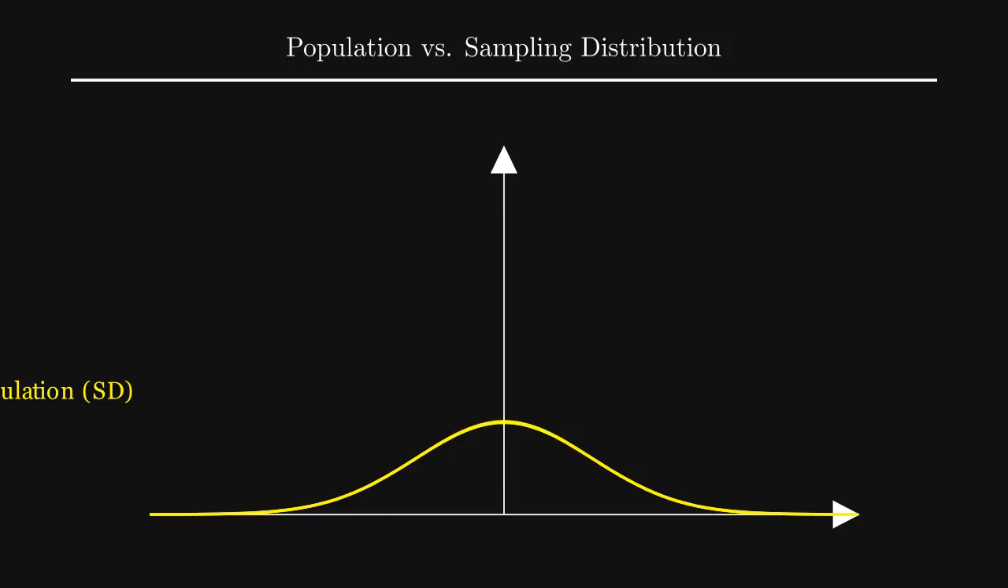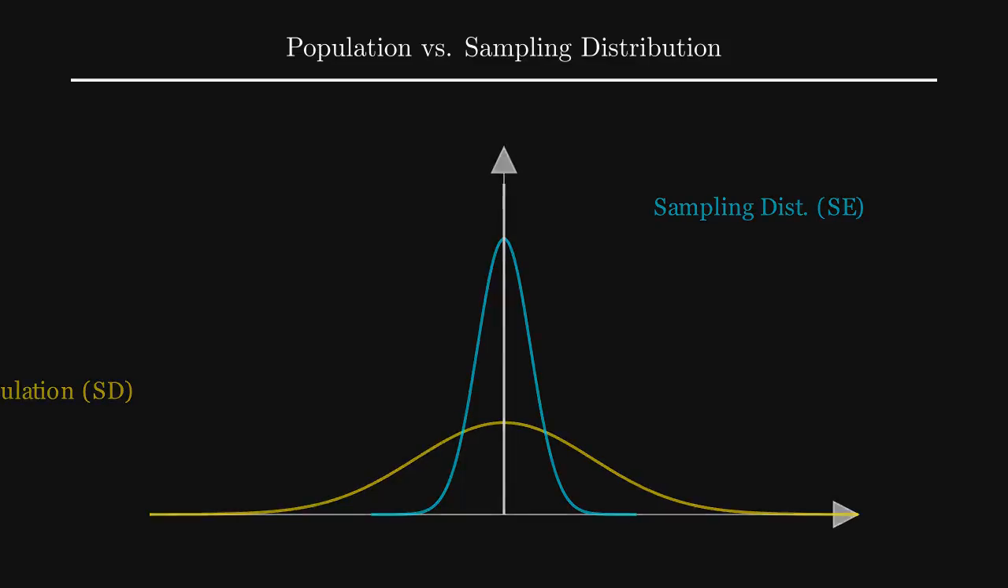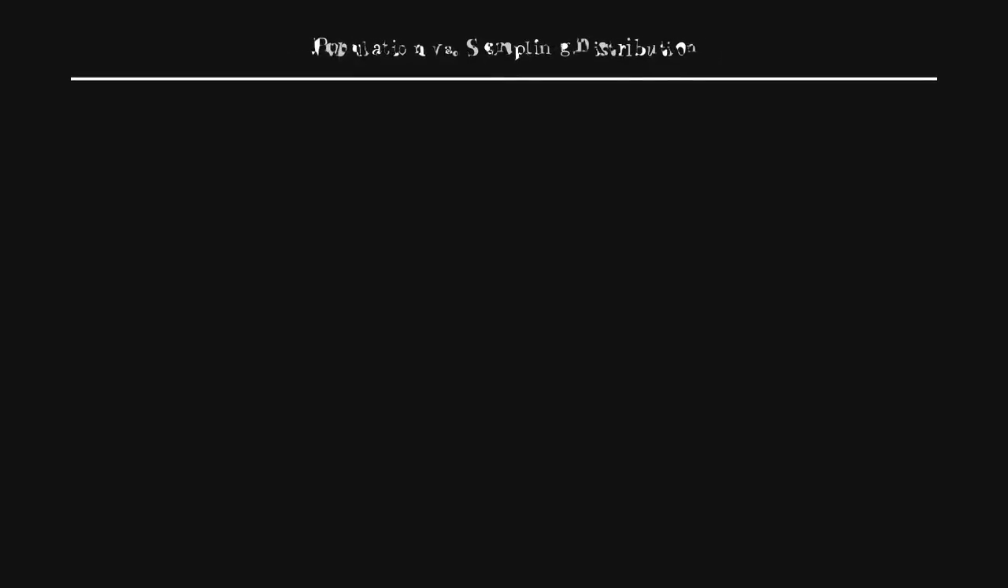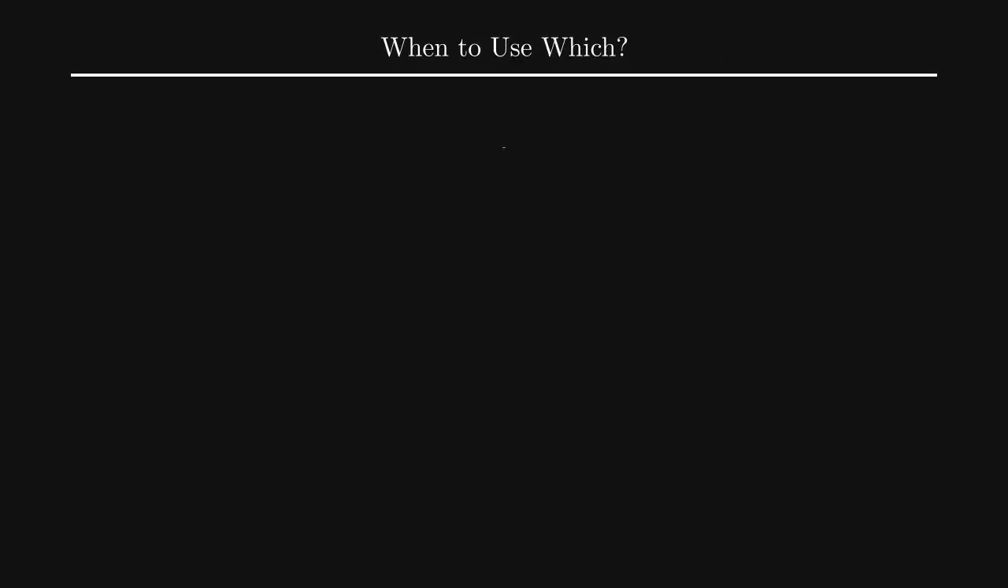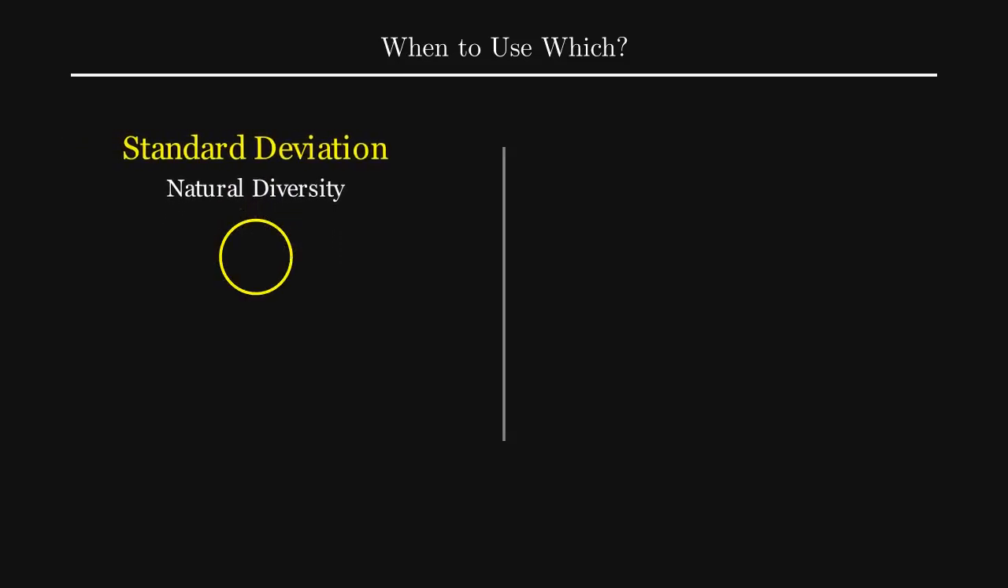To visualize this, imagine a bell curve representing the population. The SD describes the width of this curve. Now imagine the sampling distribution of the mean. This is a much narrower curve centered at the same spot. The width of this narrower curve is the standard error. As n grows, this secondary curve becomes a sharp spike, showing that our confidence in the average is extremely high, even if individual variation remains large.